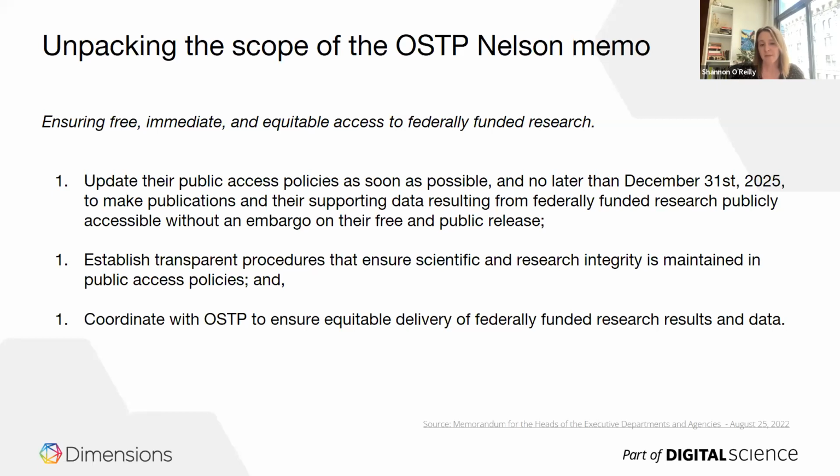The third clause recommends that federal agencies coordinate with the OSTP in order to ensure equitable delivery of federally funded research results and data. While the first clause mentions making supporting data available alongside publications, this clause takes a broader stance towards sharing results.